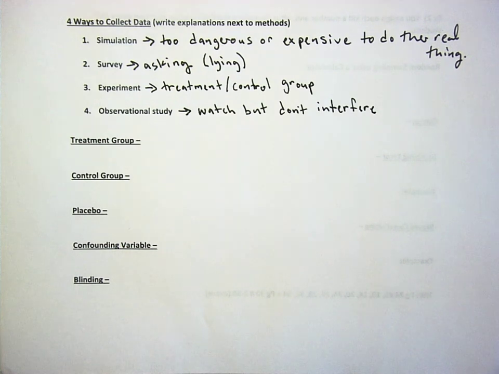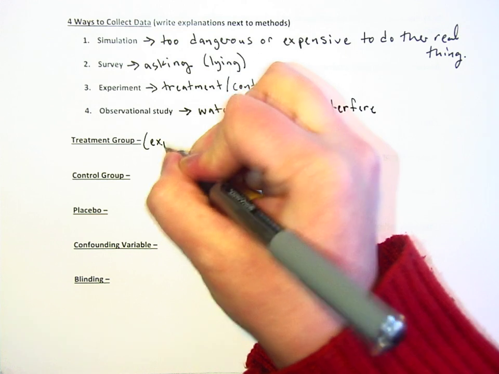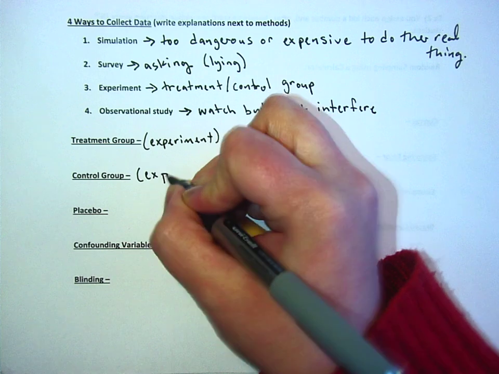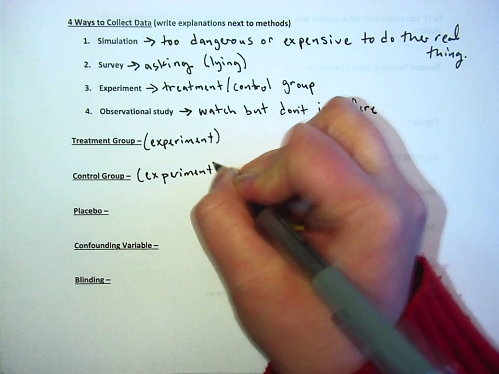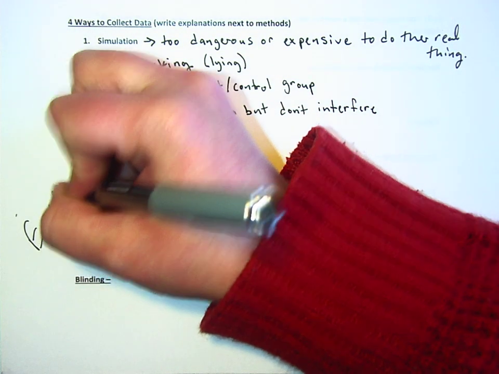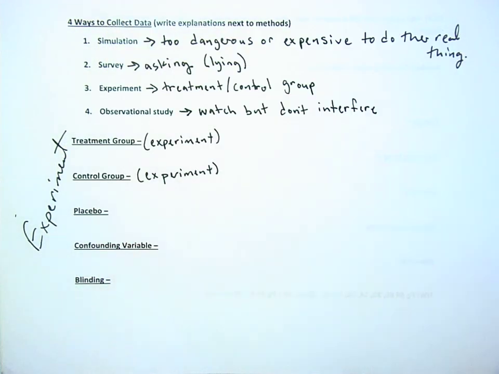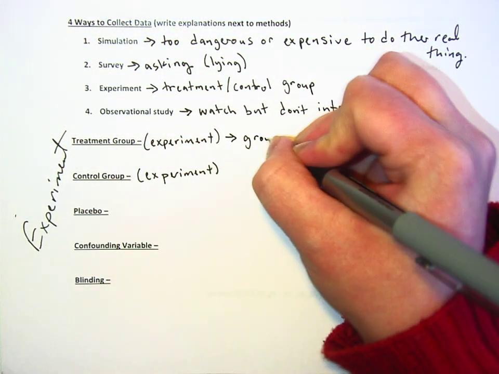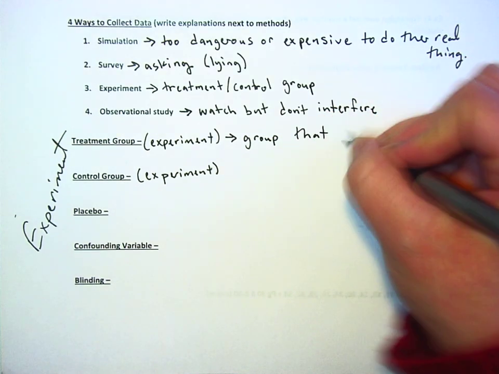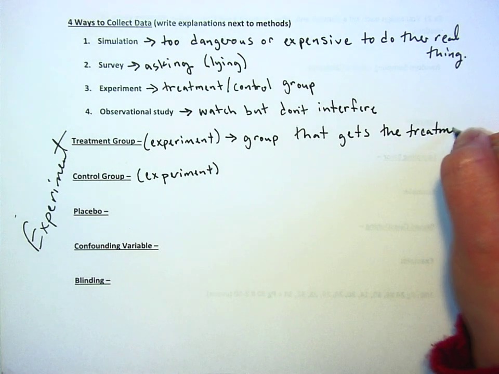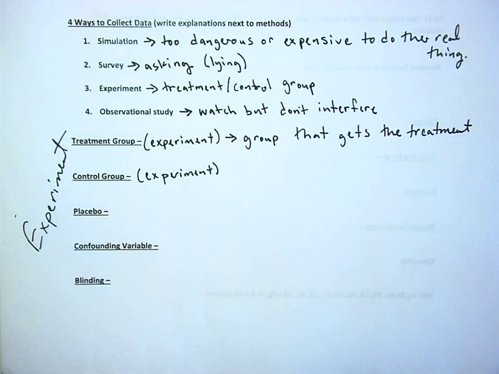A treatment group in an experiment. So this is all experiment for the next 3. Actually, it's experiment kind of for all of these, so maybe I'll just write experiment next to all of these. A treatment group is the group that gets the treatment. I know that's a bad definition because it uses treatment and group in it.